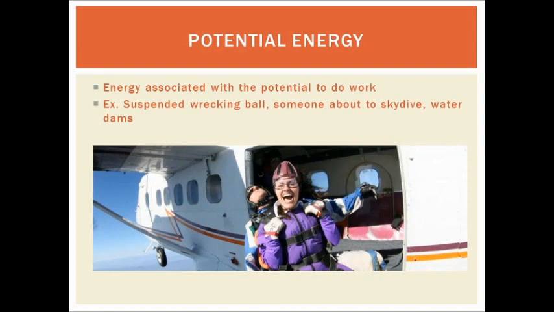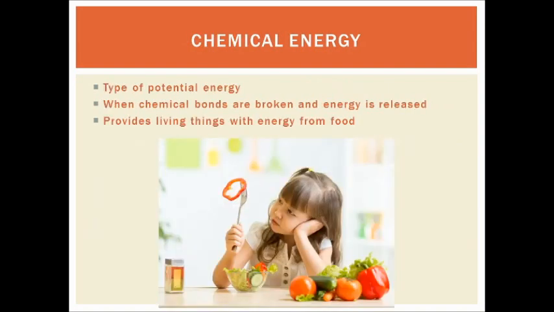One really good example of potential energy are the chemical bonds that are holding together these macromolecules in our bodies. And that is called chemical energy. As I said before, it's a type of potential energy. When those bonds are broken, energy is released. So once the bonds are broken in glycogen, holding all of these tiny glucose molecules together, glucose is released, energy is released.